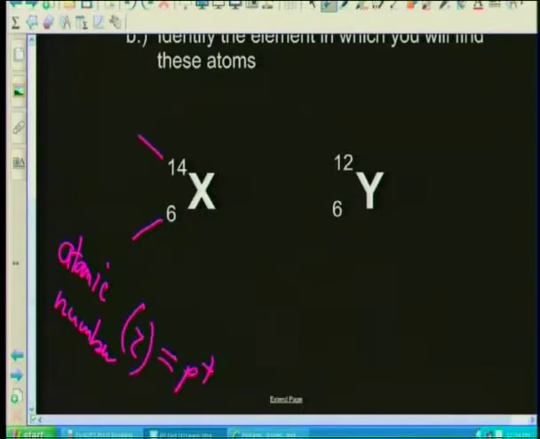The bigger number is A. It's the mass number. Notice it's a whole number. That means it doesn't have any decimal or comma with it. This is the atomic number as well, which is going to tell us that this has the same number of protons. So when we look at this information, what do you notice? This has 6 protons, this has 6 protons.